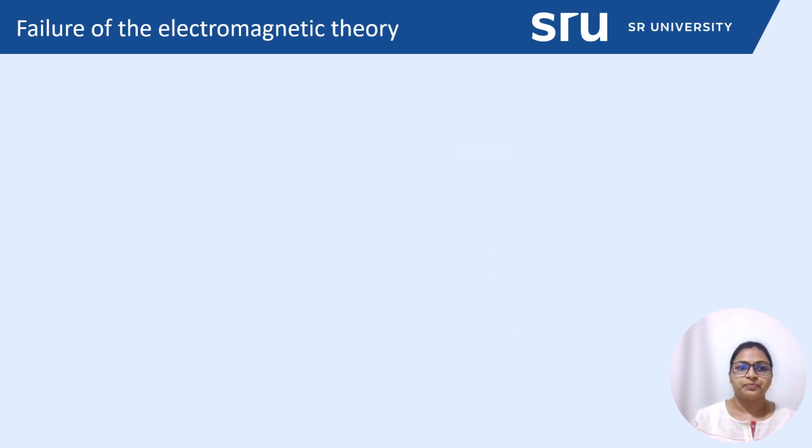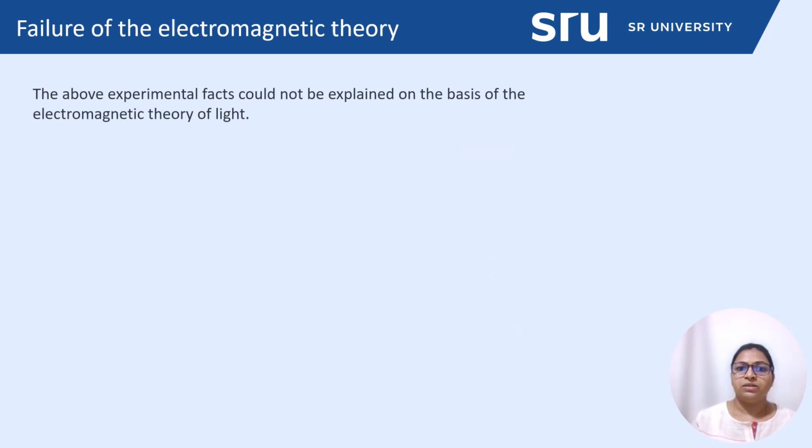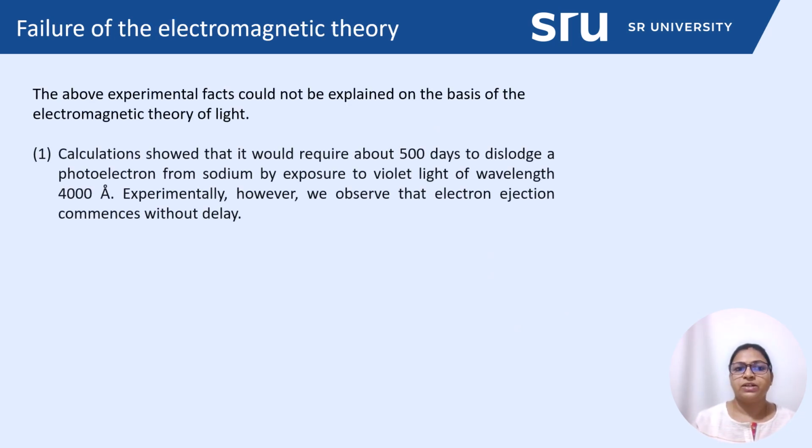So like that, it cannot explain. The calculation shows that it would require about 500 days to dislodge a photoelectron from a sodium exposed to violet light of wavelength 400 angstrom. But experimentally, however, we observe that electrons are ejected without any delay. So this phenomenon is not supporting this observation or calculation.